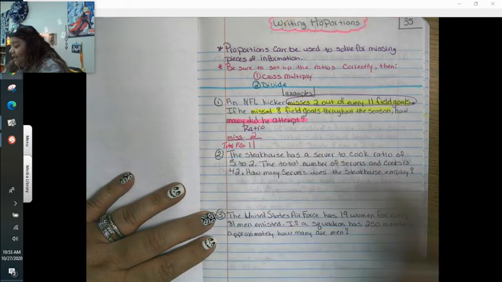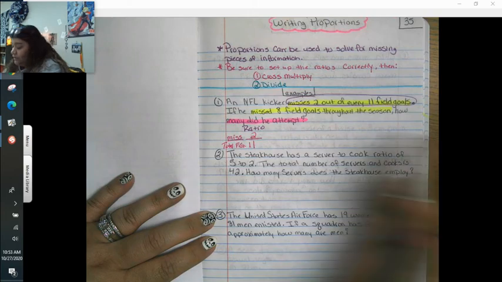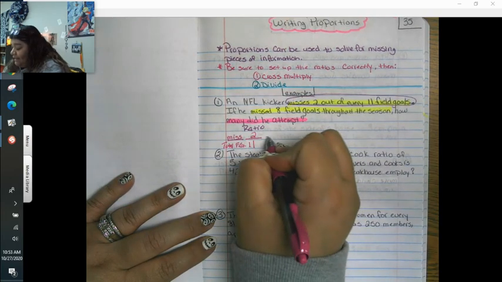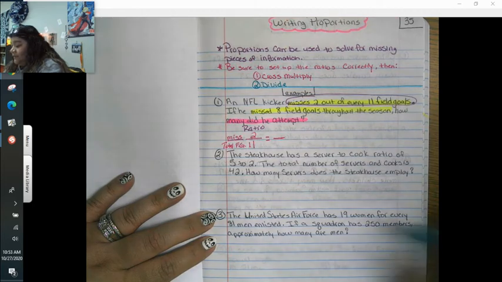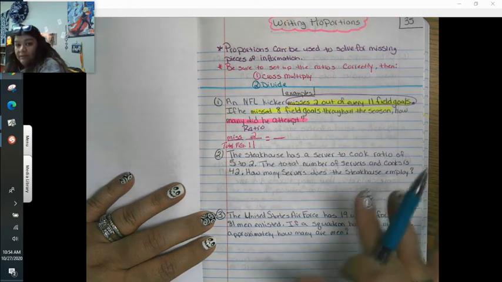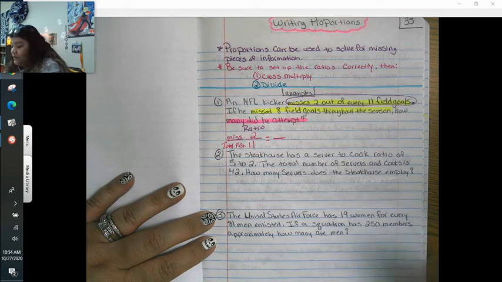All right. Now we're setting up a proportion. So there's my first ratio. I need my second ratio. So this is missing some information, so one of these is going to be my variable. I'm going to use X. I just use X all the time.